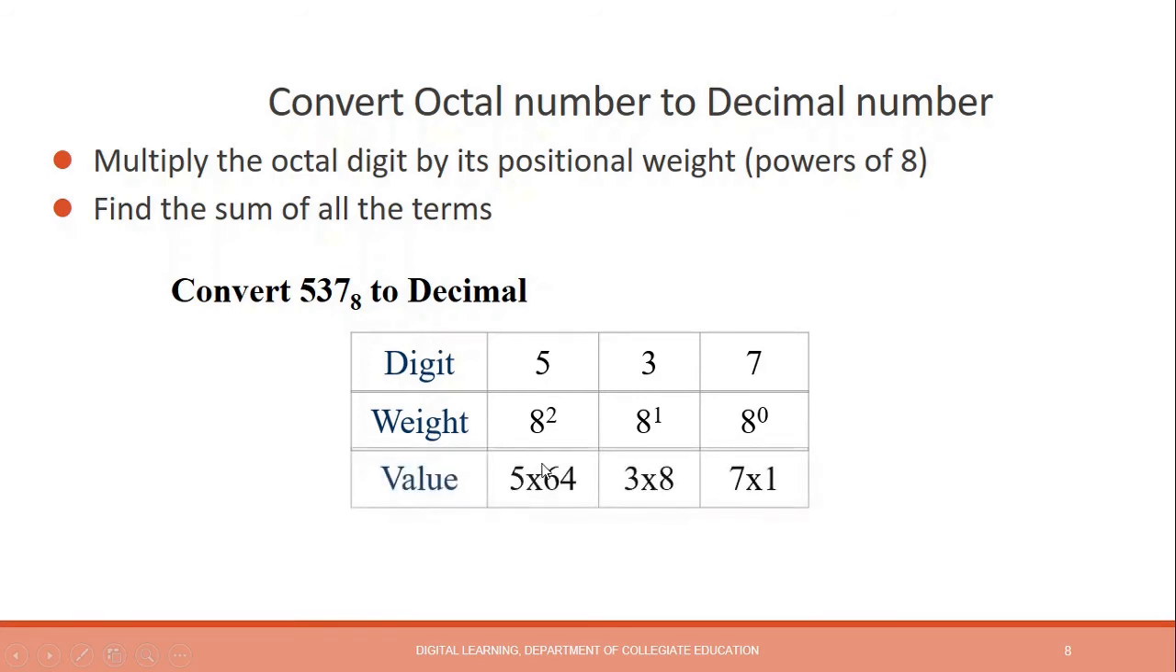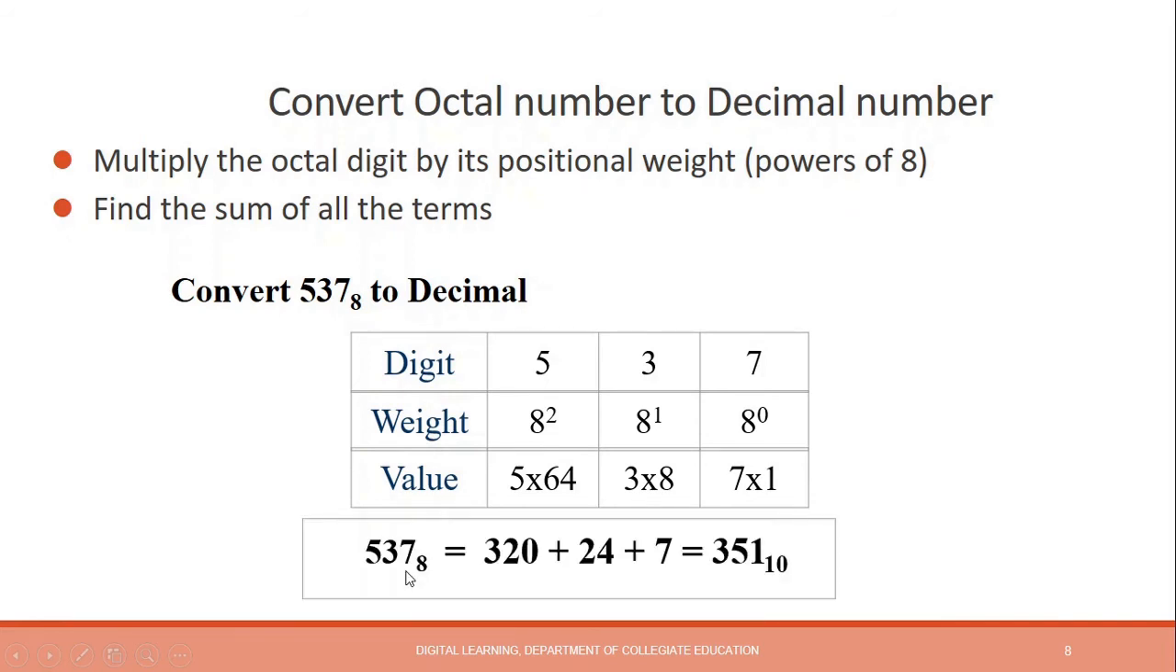So the values for each digit position are 7 into 1, 3 into 8 raised to 1, which is 3 into 8. Here 5 into 8 square, which is 64. Now you add up all these, you will get the decimal equivalent of the given octal number. The equivalent of 537 in decimal is 320 plus 24 plus 7, which is 351.